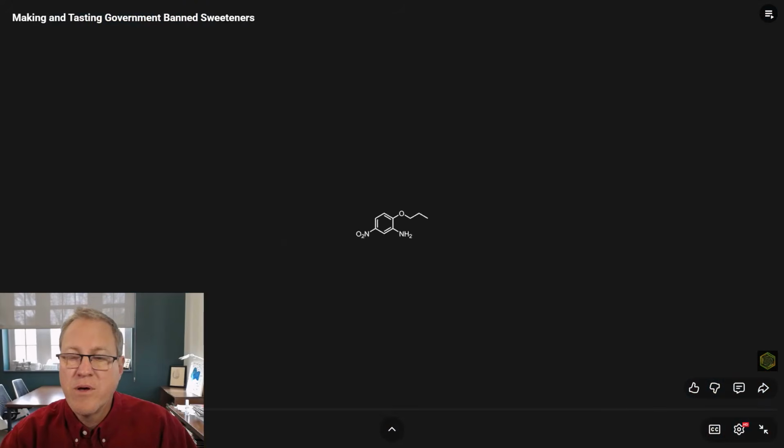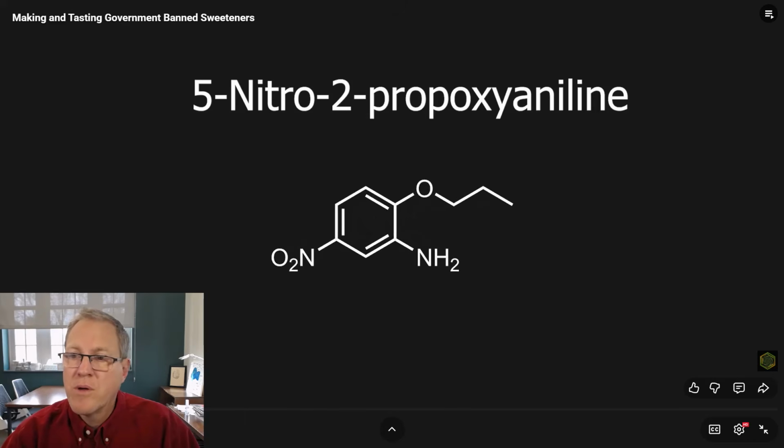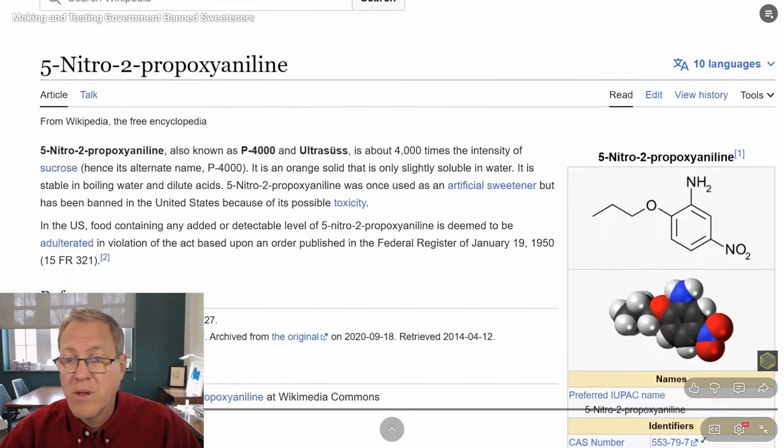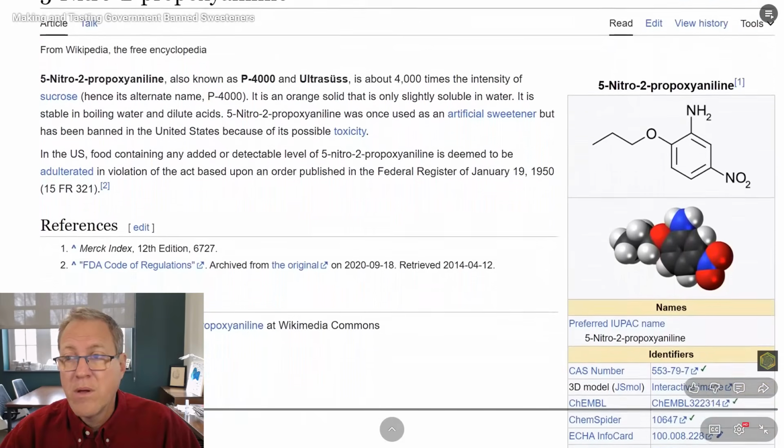Another sweetener I will make is 5-nitro-2-propoxyaniline. It is 4,000 times stronger than sucrose and was only used shortly in the US. It's pretty amazing, 4,000 times sweeter than sucrose, table sugar. It's incredible. It was completely banned by the FDA because of its toxicity. It is very hard to find information about this sweetener.